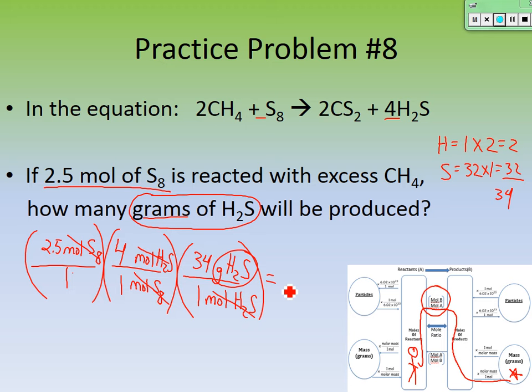Okay, 2.5 times 4 times 34. It's 34. Okay, 340 goes on top. What goes on bottom? Yeah, it's just 1. So that's it. What's my unit? Grams. And the substance is H2S. Okay, very good. Hey, pretty easy? I think so.